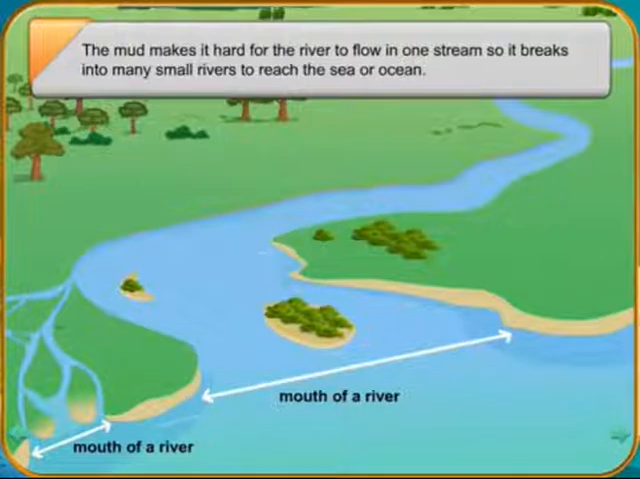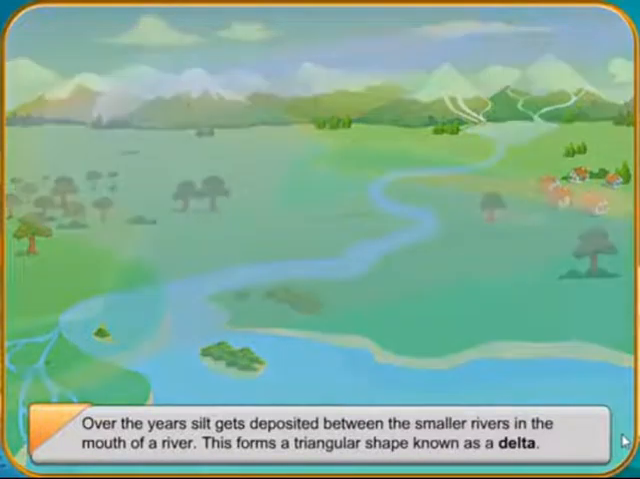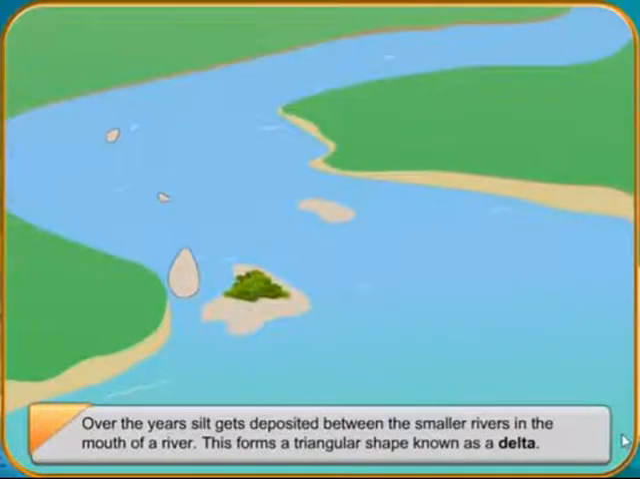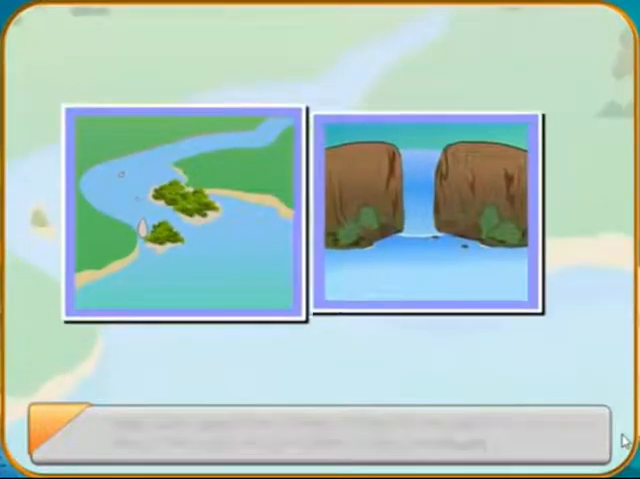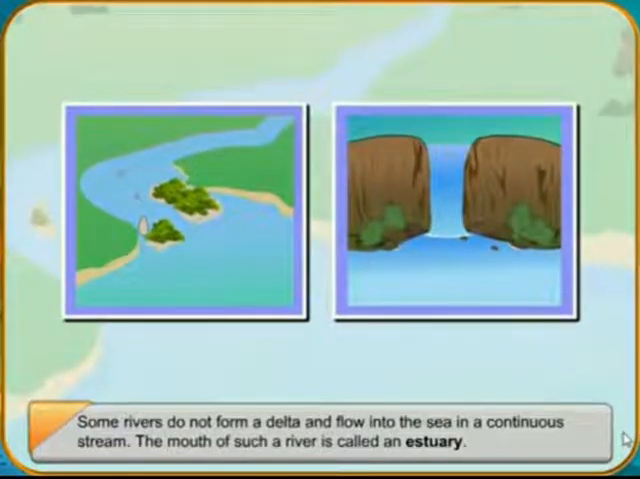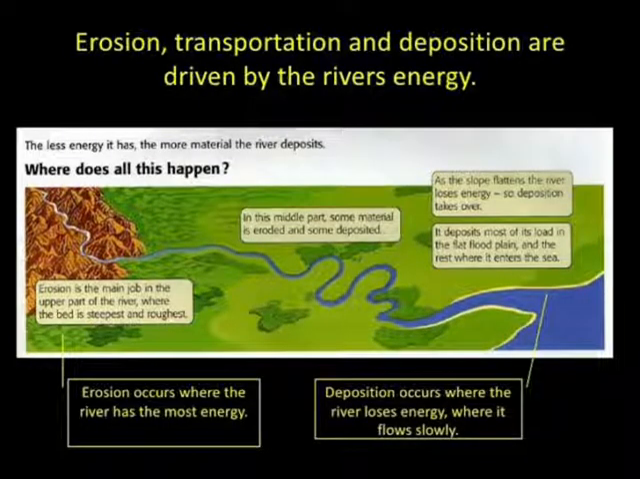Over the years, silt gets deposited between the smaller rivers in the mouth of a river. This forms a triangular shape known as a delta. Some rivers do not form a delta and flow into the sea in a continuous stream. The mouth of such a river is called an estuary. I hope the video is clear to you and you have understood the landforms of river.